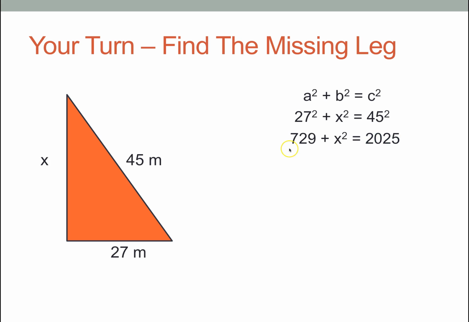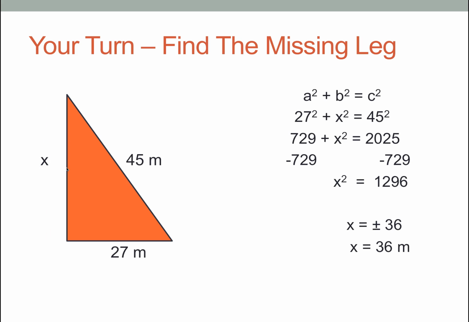I now have to undo or subtract this 729, and I end up with x squared is equal to 1296. If I take the square root of that using my calculator, I get x is equal to plus or minus 36. And again, I know it's not going to be a negative distance because that doesn't make sense for the leg of a triangle. So we'll say that it's 36. 36 meters is x, the length of this leg right here. I hope you got that answer. If not, you may want to go back and see my previous slide.